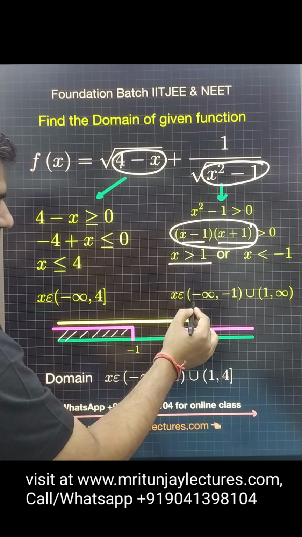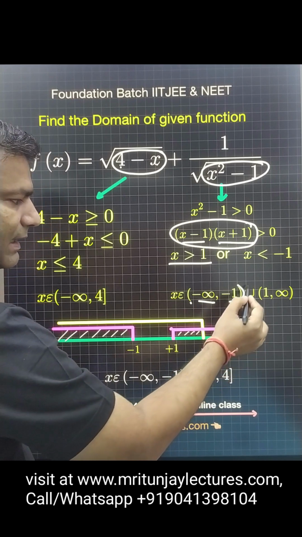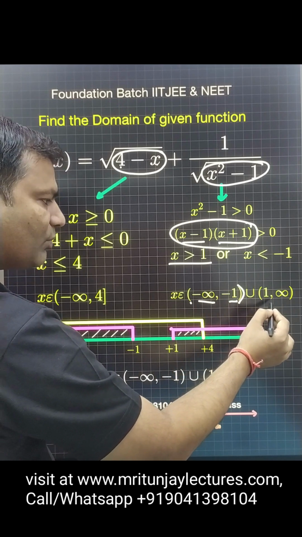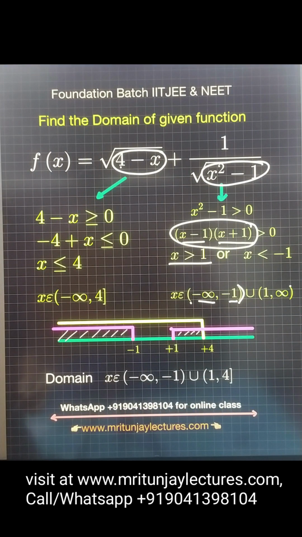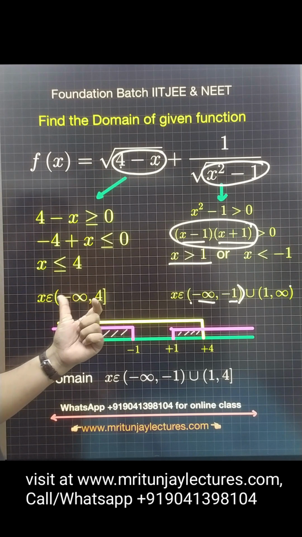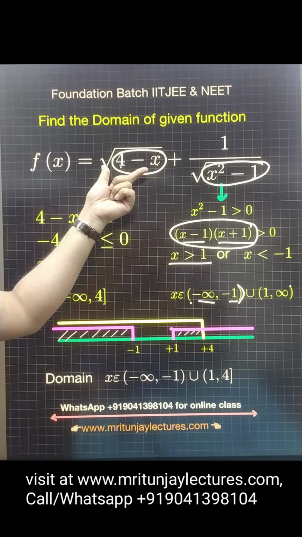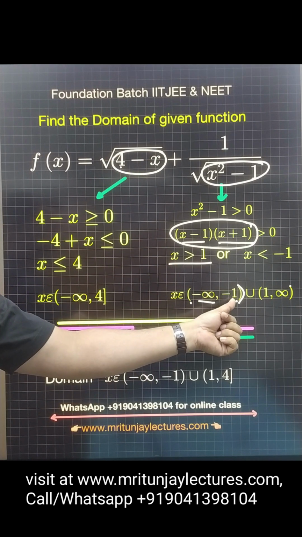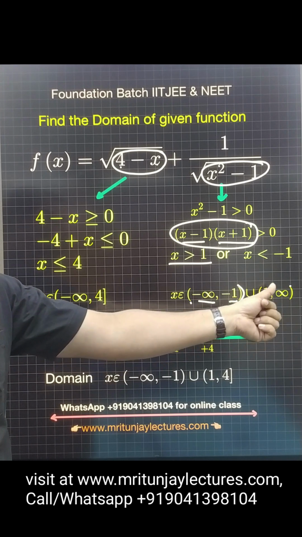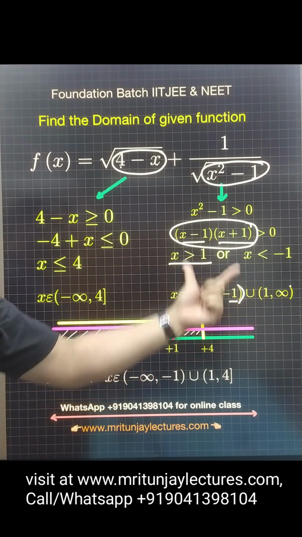So the domain of that part is x in the open interval from minus infinity to minus 1, union the open interval from 1 to infinity. Then, using the number line method, the first part is defined if x is in minus infinity to 4, and this part is defined if x is in minus infinity to minus 1 union 1 to infinity.